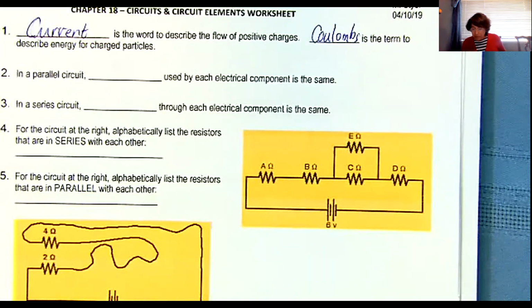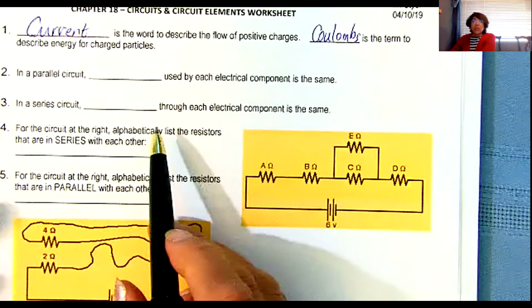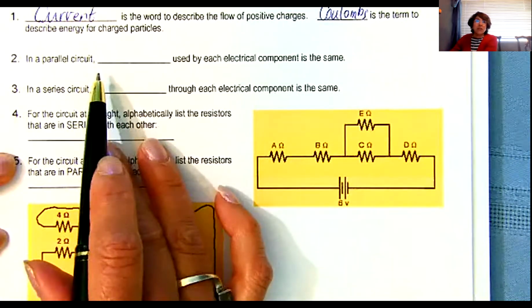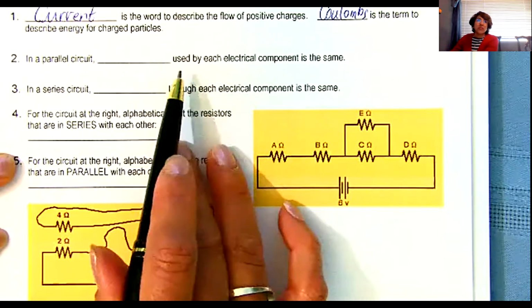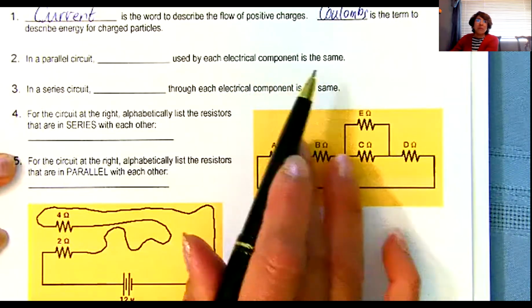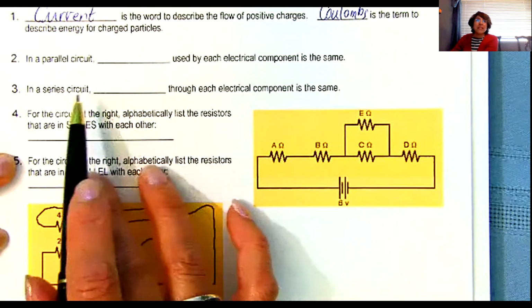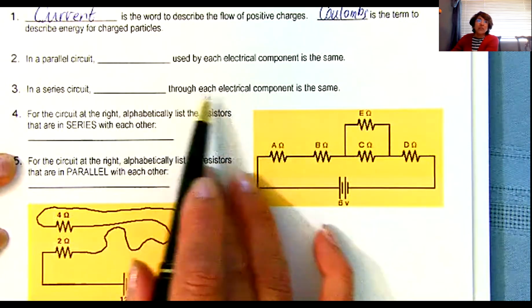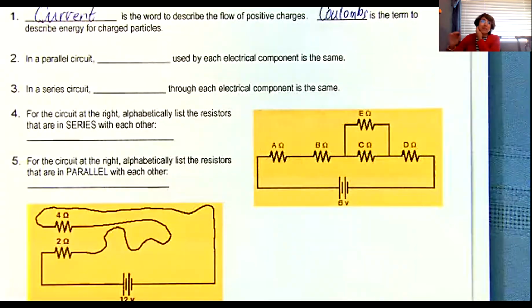All right, now, here's something I want you guys to learn if you haven't learned this already today. In a parallel circuit, what is always the same? Each is used, the electrical component is the same, parallel circuit. But in a series circuit, through what through each electrical component is the same. So here, I'm going to go ahead and tell you.